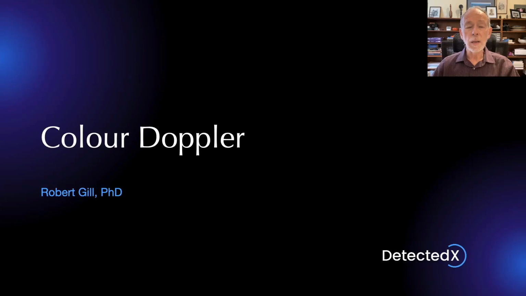The final Doppler technology that we'll look at is Colour Doppler. This is obviously quite different to pulse Doppler and continuous wave Doppler in that its purpose is to produce an image of Doppler information rather than a measurement at a particular point or region.